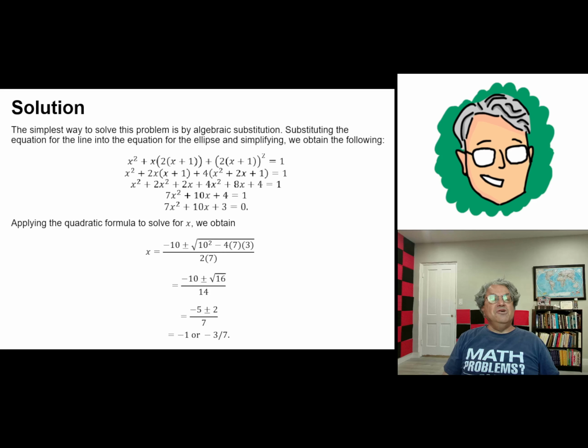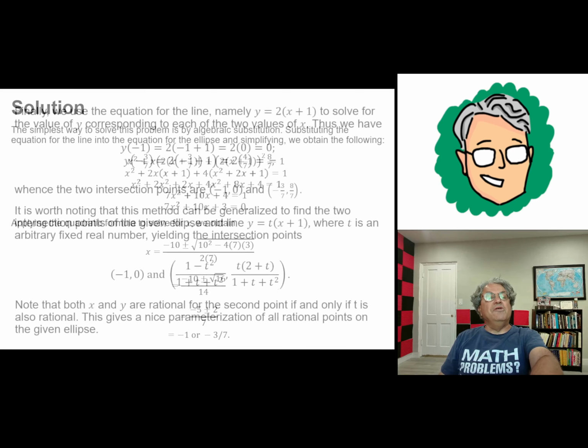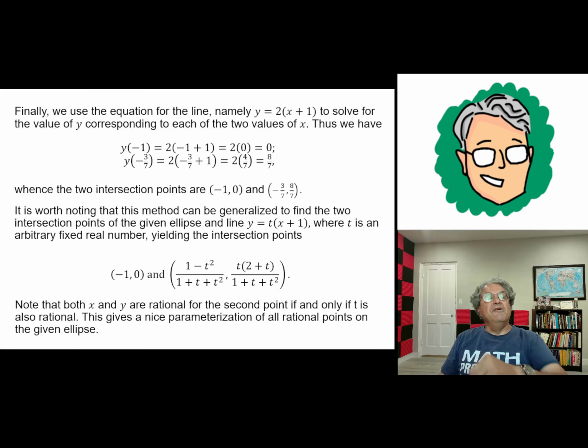And I think you all learned the quadratic formula in high school. You just apply that to this quadratic equation to solve for the roots. And when you do the algebra, you get two roots, as you usually do. The two roots are x equals minus 1 and x equals minus 3/7. Well, x equals minus 1 is kind of the obvious root. That corresponds to the point minus 1 comma 0. But the other one is more complicated.